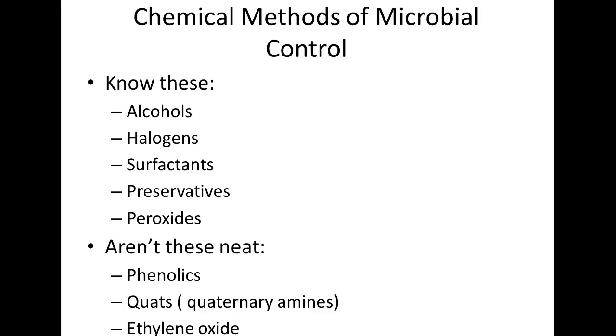So, chemical methods include halogens, alcohols, surfactants, preservatives, etc. There are some others: phenolics, quaternary amines, ethylene oxide. These are all chemicals. They cause microbes to die in various different ways.